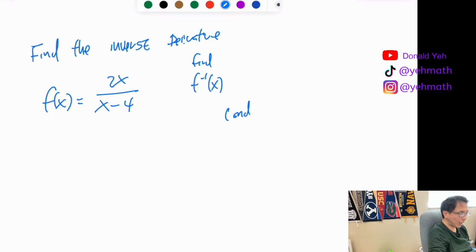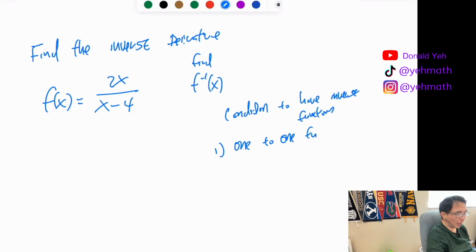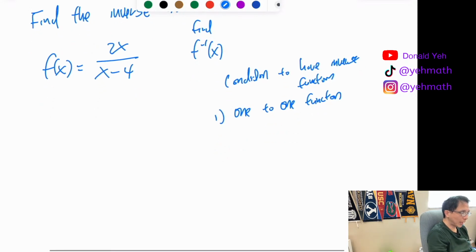The condition to have an inverse function: first, it has to be a one-to-one function. A lot of people don't understand what a one-to-one function is. It just means that it doesn't have two of the same outputs. If you don't understand that, it's okay. I'm going to talk about a second condition. It must be monotonic. What does monotonic mean?